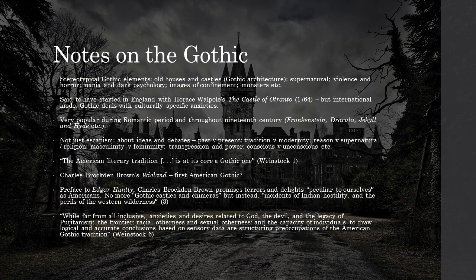Specifically in the American Gothic, I'm quoting here again from Charles Brockden Brown in his preface to Edgar Huntley. He promises terrors and delights, quote, peculiar to ourselves as Americans. There will be no more Gothic castles and chimeras, but instead incidents of Indian hostility and the perils of the Western wilderness. In other words, we're getting away from European Gothic with its castles to something more specifically, characteristically American, and that includes Indian hostility and the wilderness.